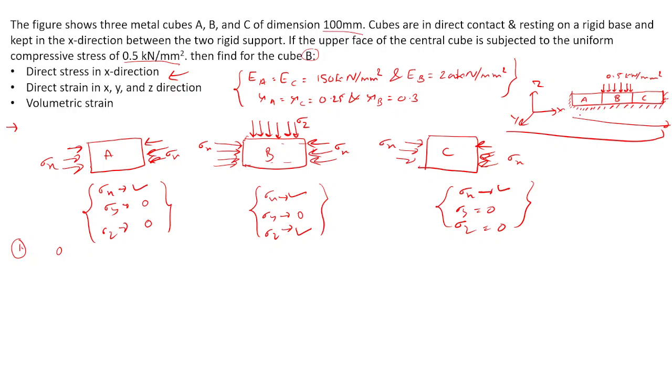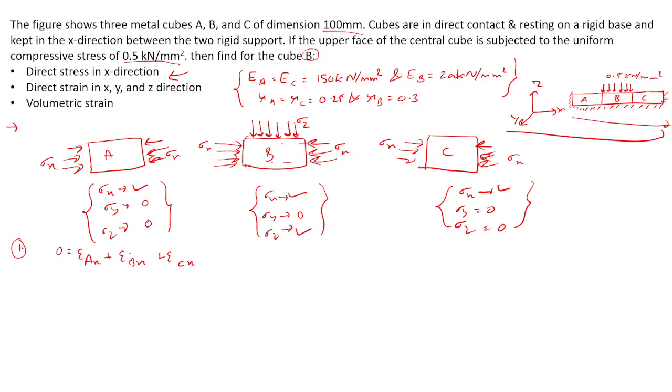So what would be the total strain in this direction? Strain of A in direction x, and strain of B in direction x, and strain of C in direction x. The summation of x direction strain would be 0. Correct? This is okay to all, no?